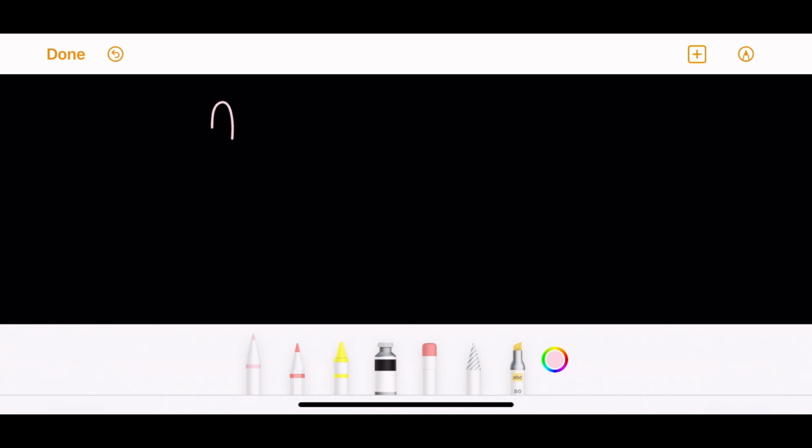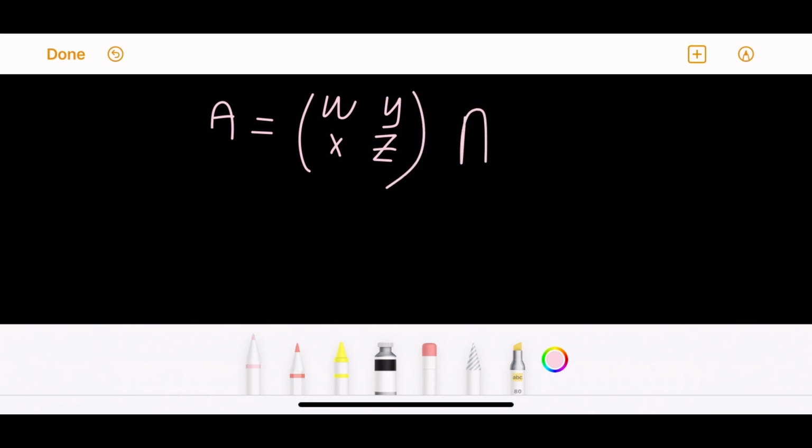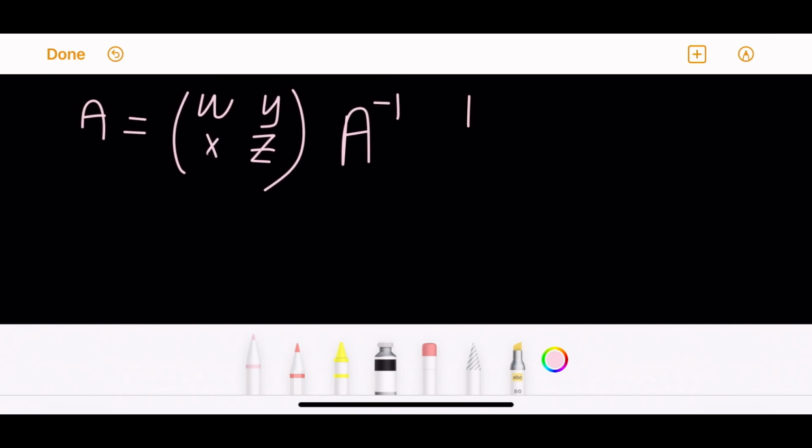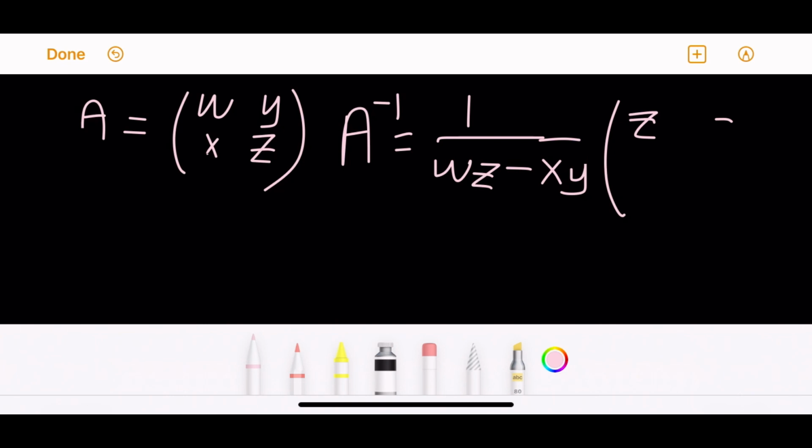So if A equals the matrix W, Y, X, Z, I'm going to use the unknowns like the one that I used, then the inverse of A would equal 1 over WZ minus XY, times the matrix Z, negative Y, negative X, and W. All you do is substitute in the corresponding values.